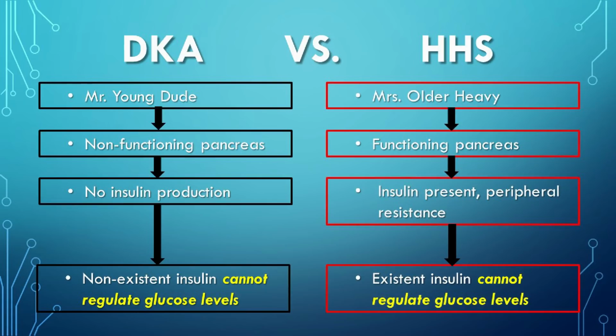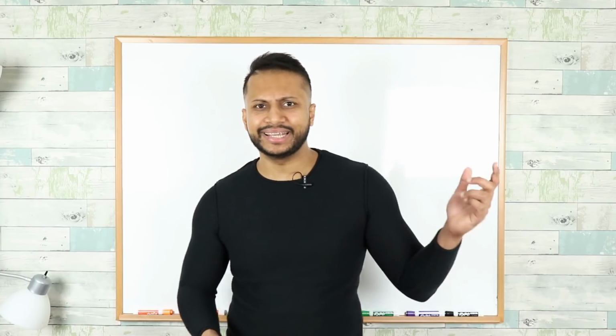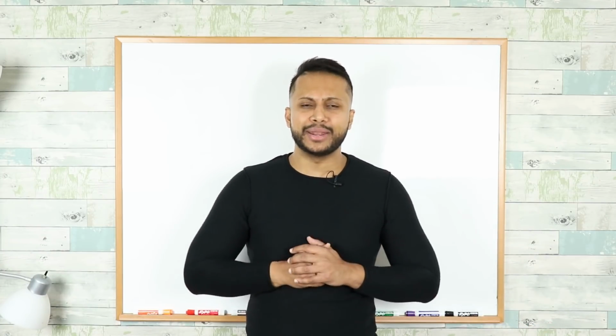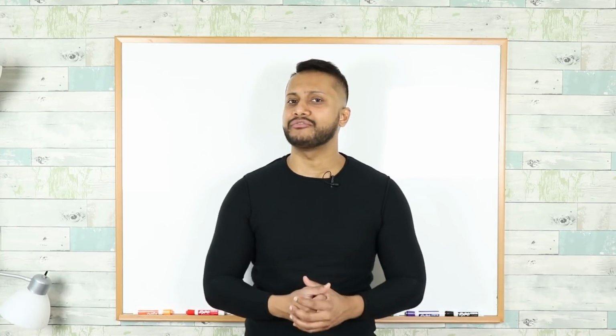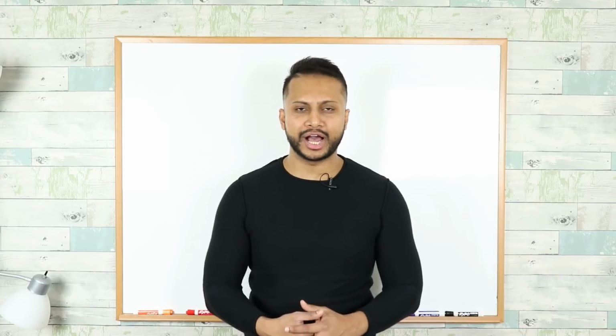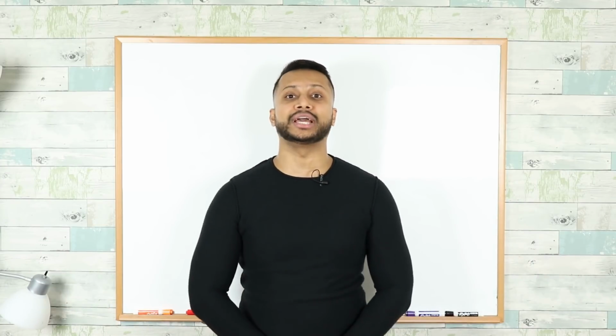Well, whichever path we took, whether it was DKA or HHS, we eventually lead to the same endpoint. The endpoint is no functional insulin. If you do not have a functional insulin, what do you got? You got a ton of sugar in your blood.